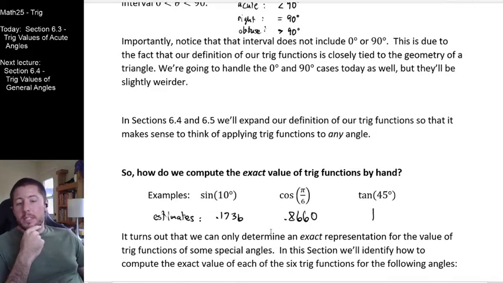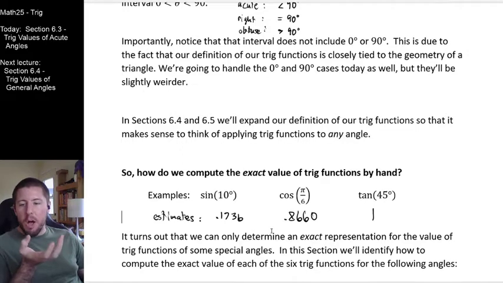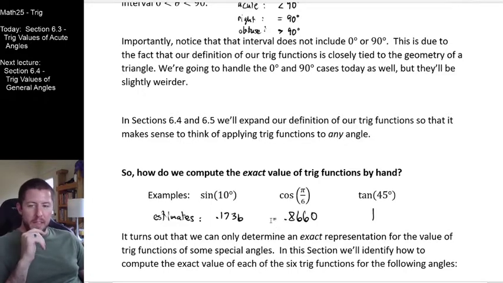So, it turns out we can only determine an exact representation for the value of trig functions of a certain small subset of special angles. Only a few can we actually say, I know exactly what the sine of that angle is. And for the rest, the best we can do is get a decimal approximation. There's not a more convenient way to write that value.